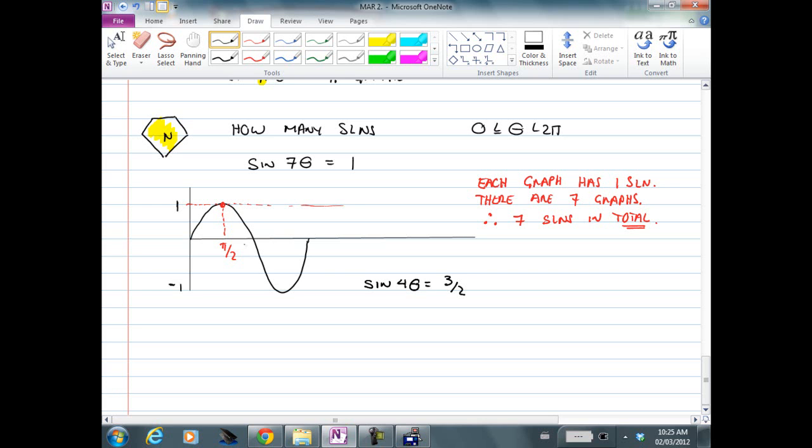So guys, gals, how many solutions are there for this one? 0 solutions is correct. Because it never, see, this is 1.5. 1.5 is somewhere up here. Your graph will never hit it. Doesn't matter how many cycles you have. Okay? So therefore, 0 solutions.